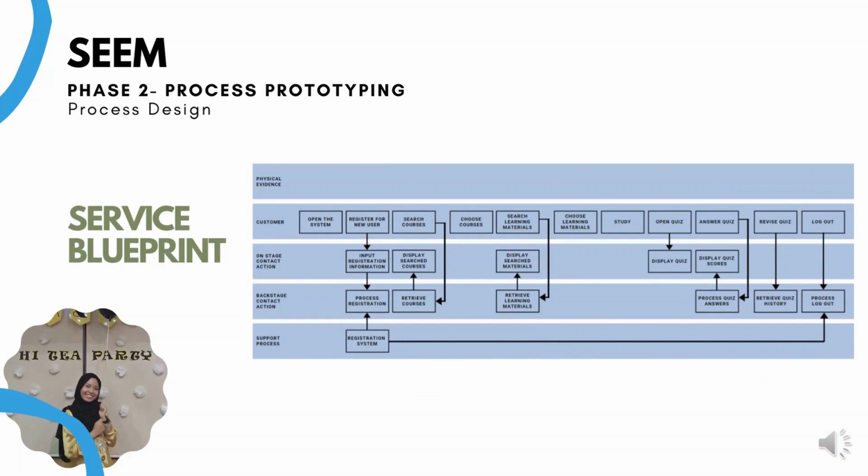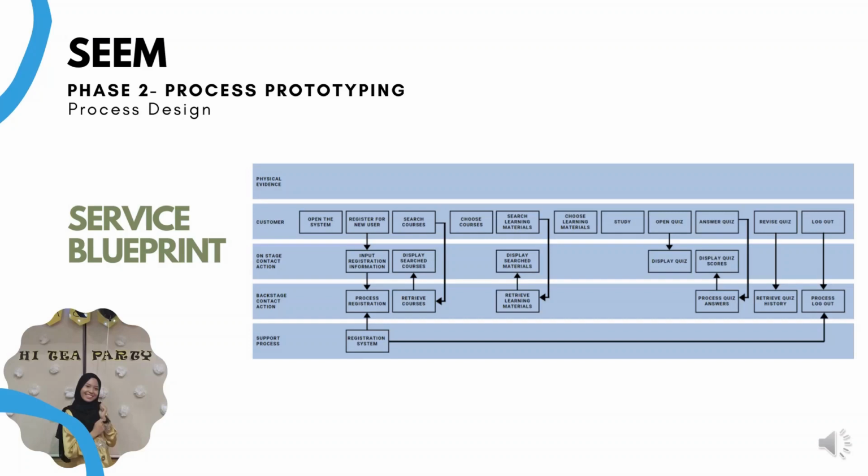On-stage contact actions are directly and indirectly linked to the customer's action. The system will ask the customer to enter the input registration information, display a search course to the customer, help the customer to find the courses they are looking for, and display the quiz and their score.